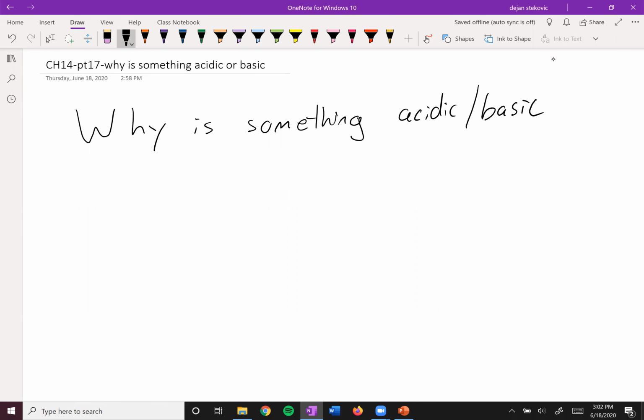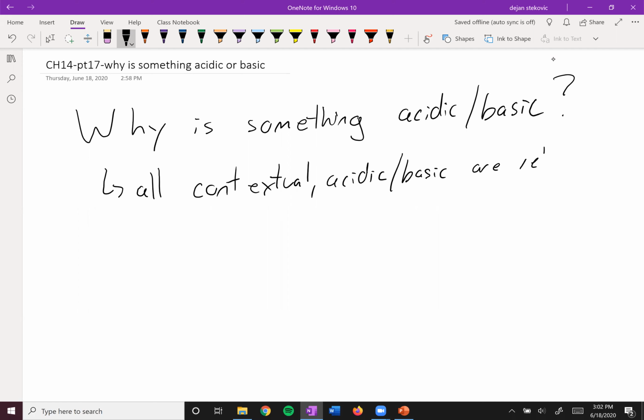All right, so let's start taking a look at molecules and asking if we can look at a molecule and tell whether it's going to be an acid or a base. So one thing to note is that this is all contextual, and that acidic and basic are relative. So something that's acidic in one set of conditions might act basic in another set of conditions.